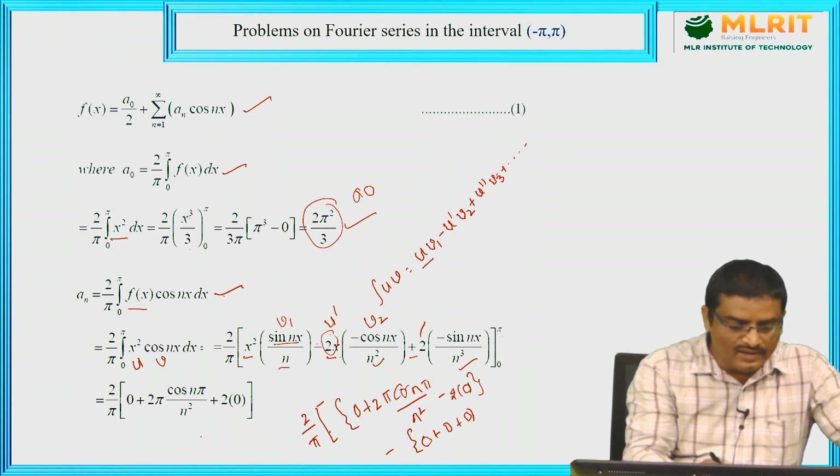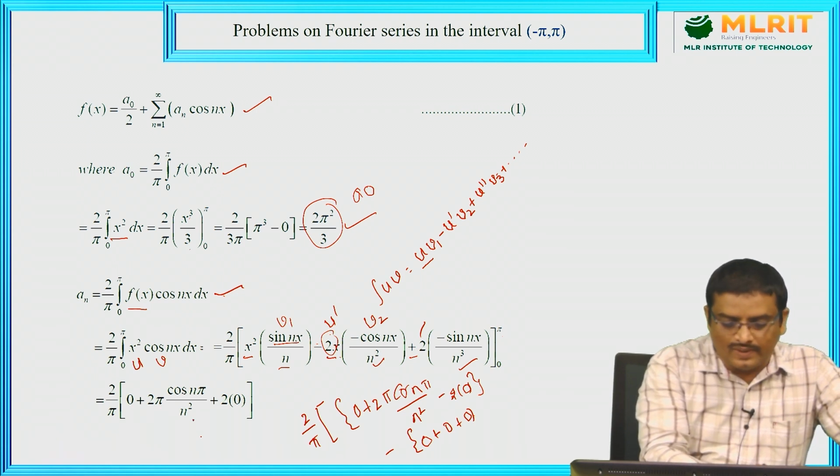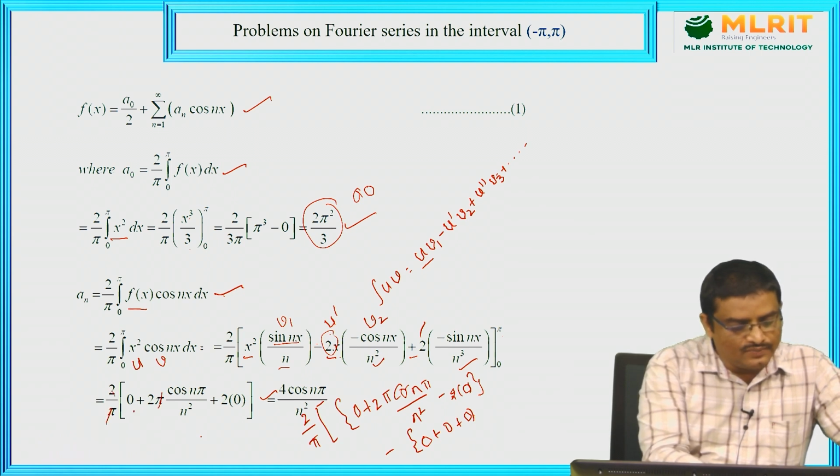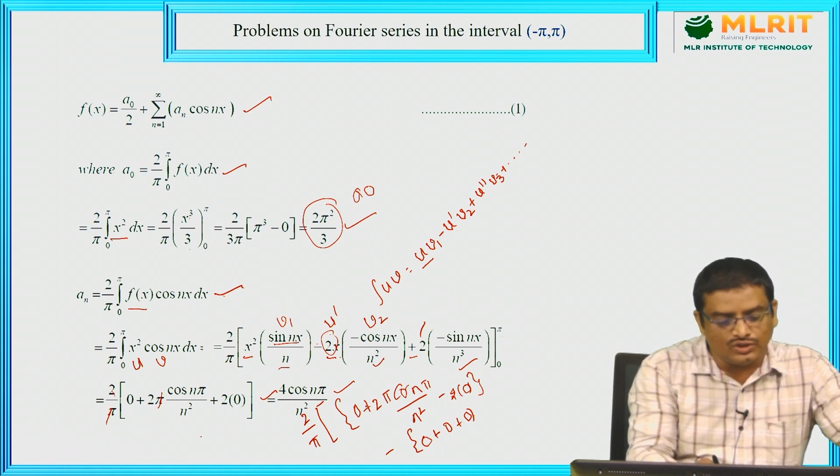Finally, you will get 2 by pi, into 2 pi cos n pi by n square. Now 2 into 2 is 4, and this pi and this pi get cancelled. So we have cos n pi by n square. If you want, cos n pi can be written as minus 1 whole to the power of n.